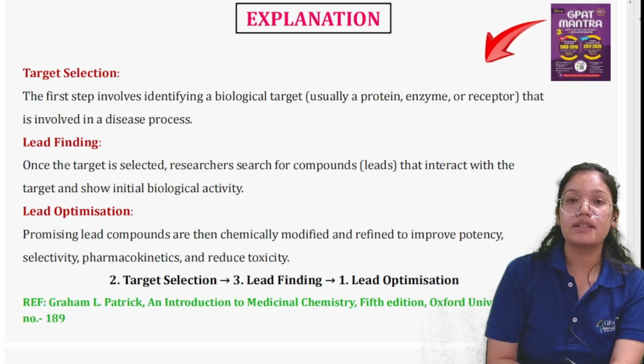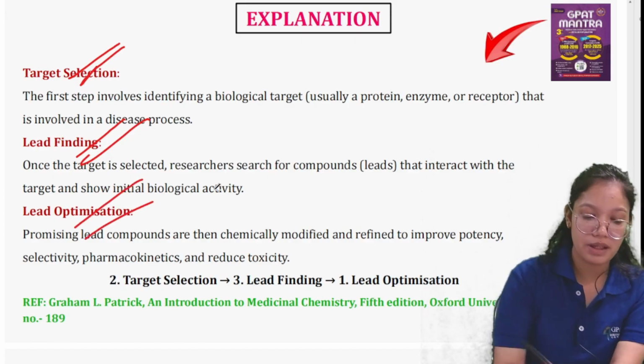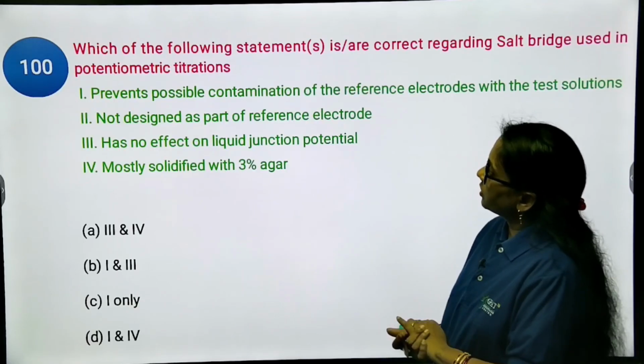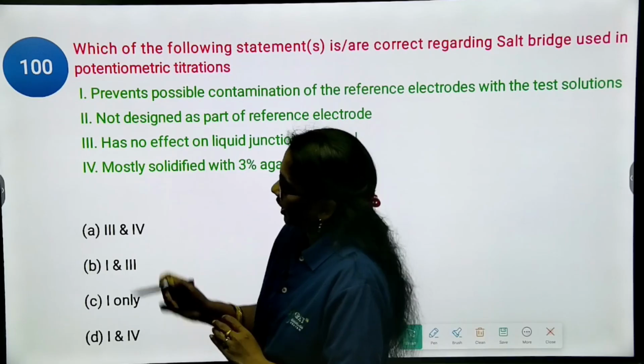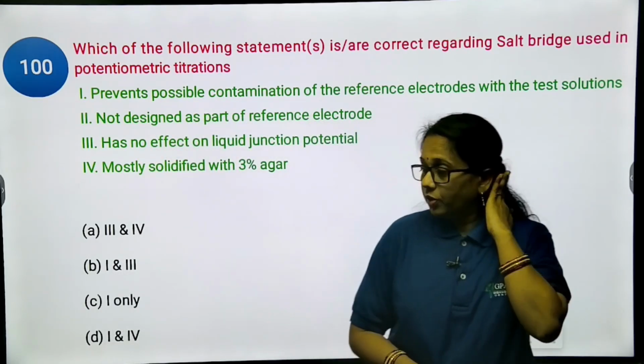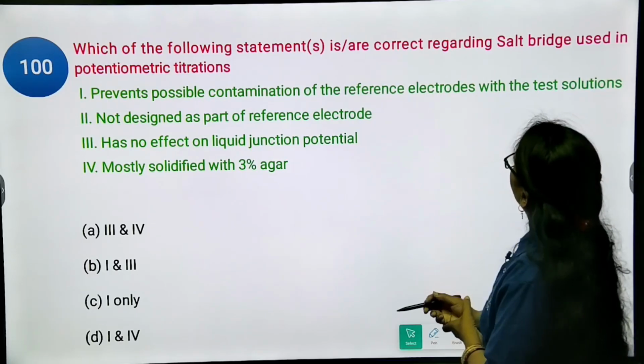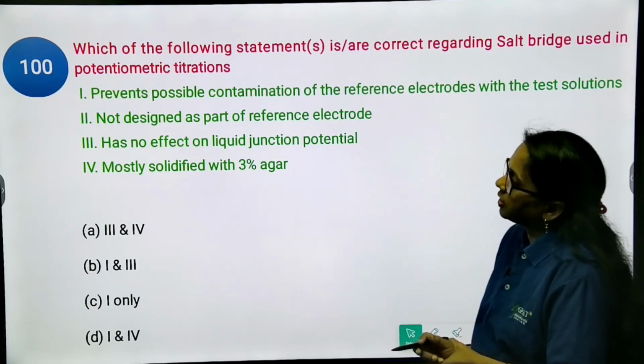So this is the explanation: target selection, lead finding and then lead optimization. Next question, if you observe, the 100th question is also related to the pharmaceutical analysis. Which of the following statements is or are correct regarding the salt bridge used in the potentiometry?